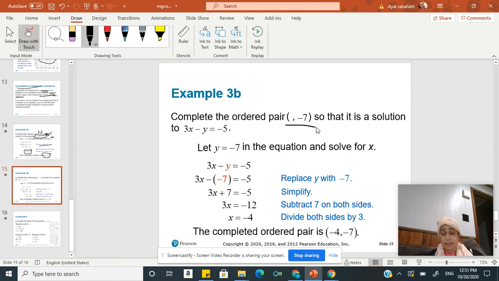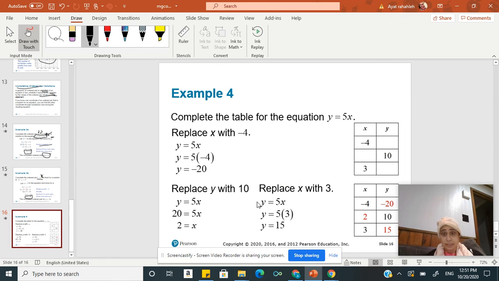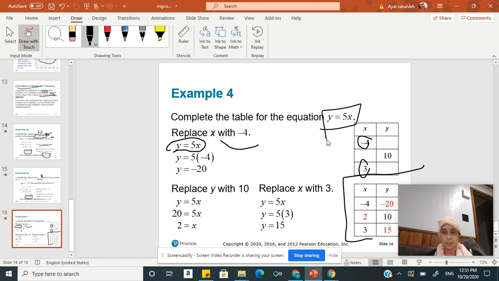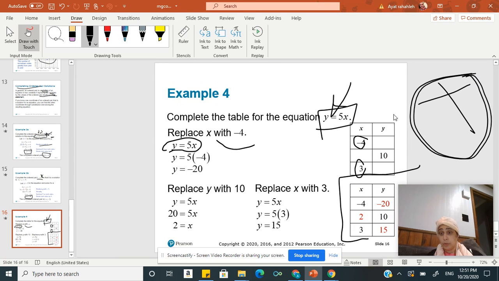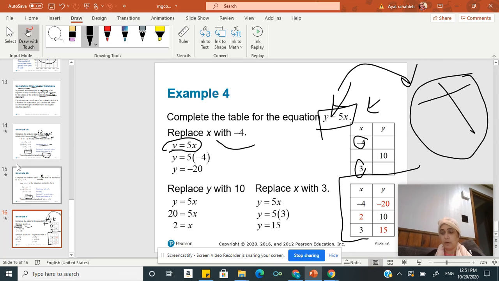This is another one, where Y is -7. They actually gave us Y this time, so we plug in Y instead, and this is where we got the solution X equals -4. The last example is a table. They gave us a table with the equation Y equals 5X. For each of these items, you simply plug in either X or Y, whichever is given, and it gives you a full table because we have an equation. Not necessarily every time you have a table can you figure out the equation, but if you have an equation, you can figure out the table.